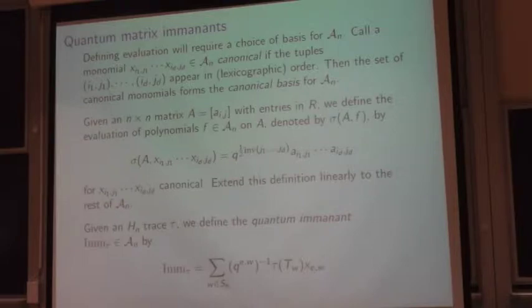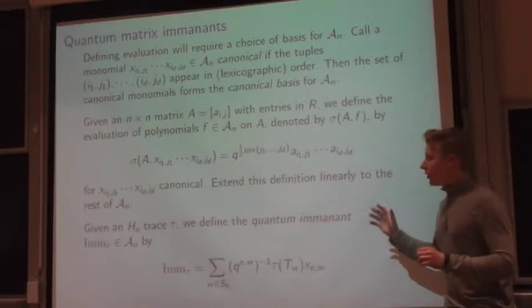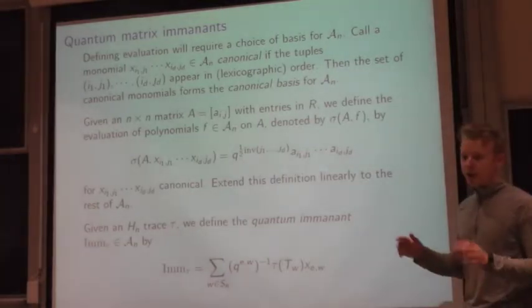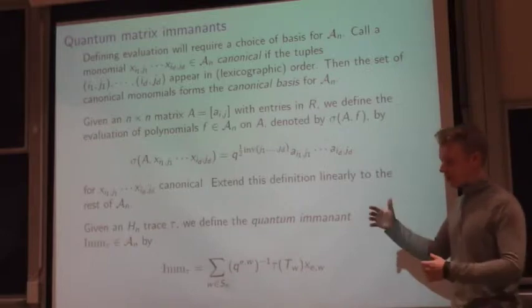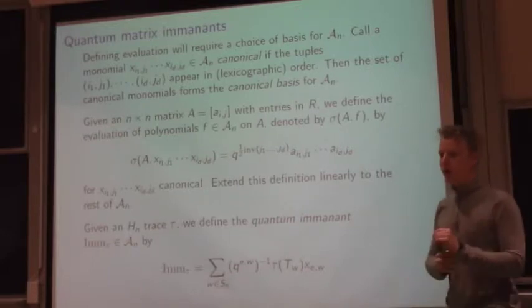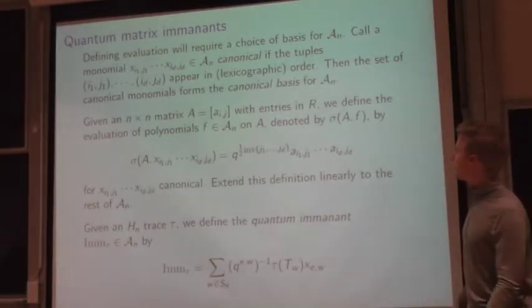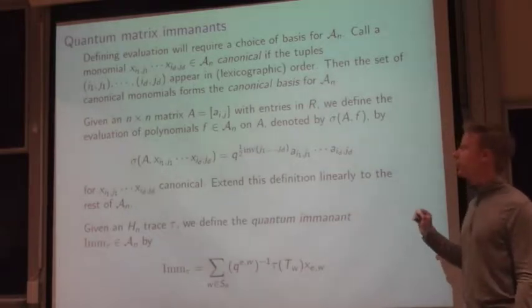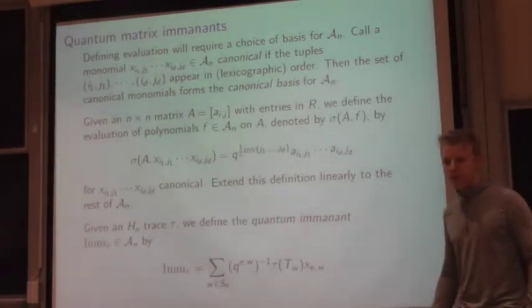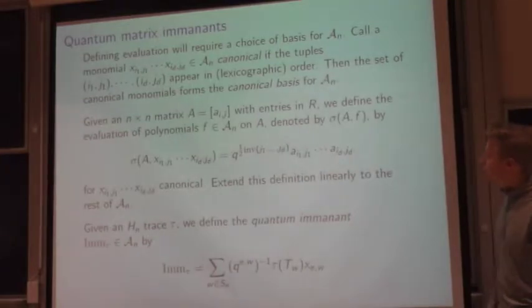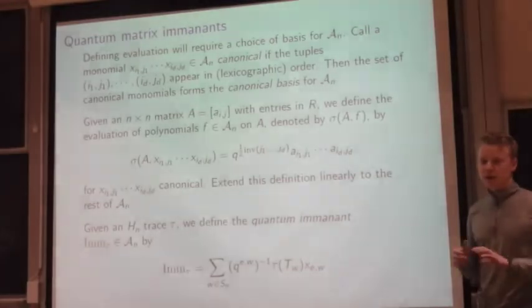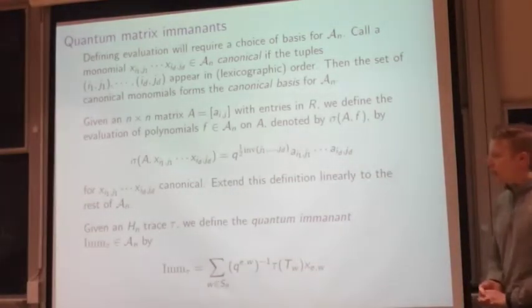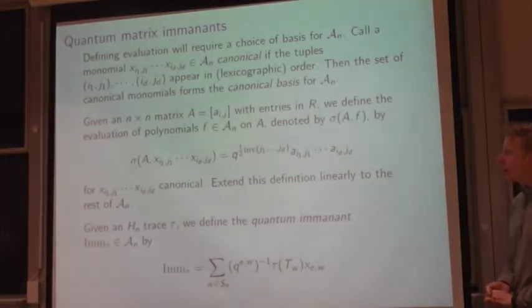Right, so that's just what this says here. Call a monomial canonical if we've sorted all the subscripts into lexicographic order. Because those relations allow us to do that to any arbitrary monomial, the set of canonical monomials gives a basis for the algebra. And now we want to talk about evaluating these polynomials on a matrix, which is a little more complicated than it was in the classical setting.